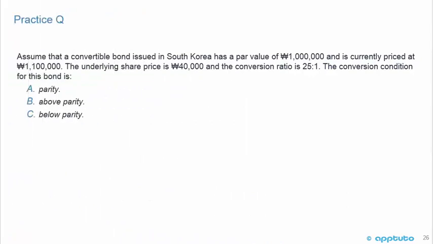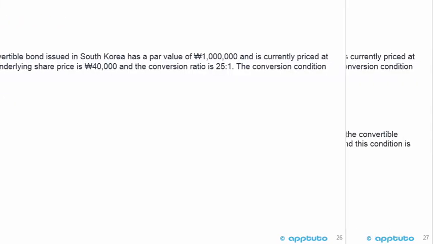Let's do a quick practice question on that to check our math. So assume that a convertible bond issued in South Korea has a par value of 1 million and is currently priced at 1,100,000. The underlying share price is 40,000 and the conversion ratio is 25 to 1. The conversion condition for this bond is A, parity, B, above parity, or C, below parity.